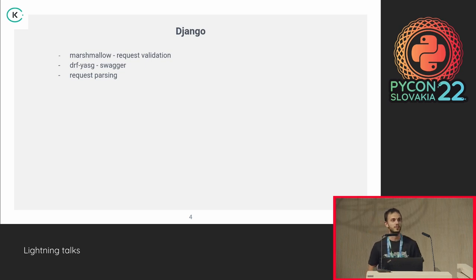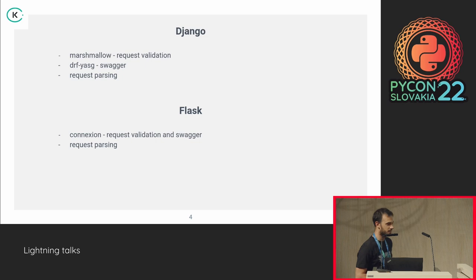So whenever you would like to change or add any field to your API, you need to change it in three places. First one in the Marshmallow validation, second place in the Swagger documentation, and third place the dictionary passed to your function. You need to basically add it there. So it's triplicated basically.